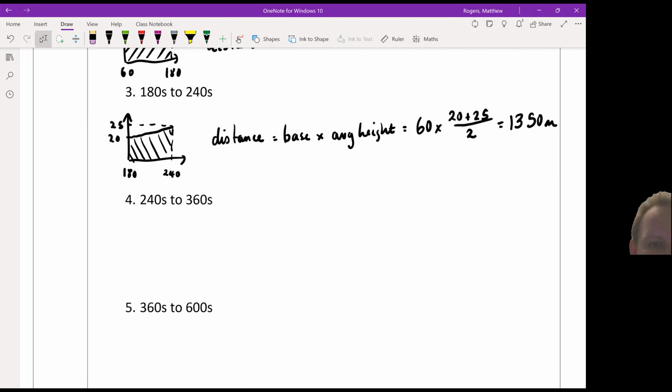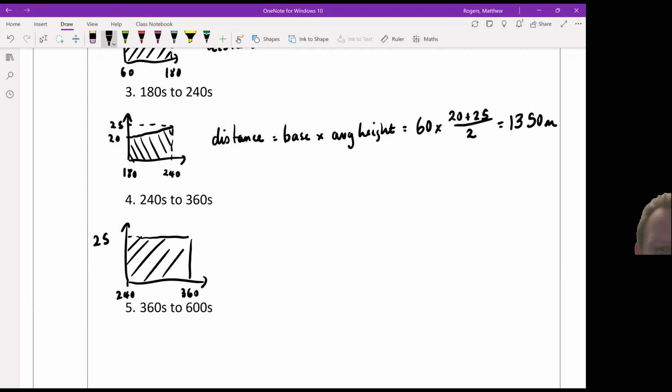Next one, from 240 to 360 seconds. So at all points here, the speed was at 25 meters per second. The time goes from 240 up to 360. So we're again just finding the area of this rectangle. So the distance should just be equal to the height, which is 25, multiplied by the base, which is 120. It's 3,000 meters.